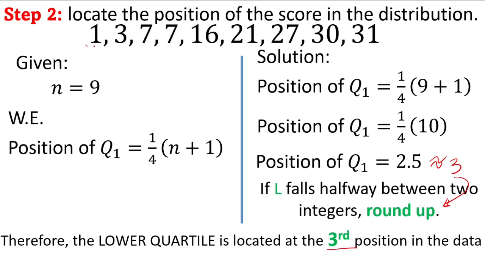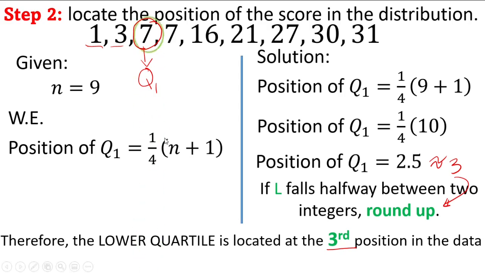Now, you have to count. 1, 2, 3. So, automatically, 7 is what we are looking for. This is now the position of your first quartile, and the value of the first quartile is 7 if you are using the Sincich method, or the Mendenhall and Sincich method.